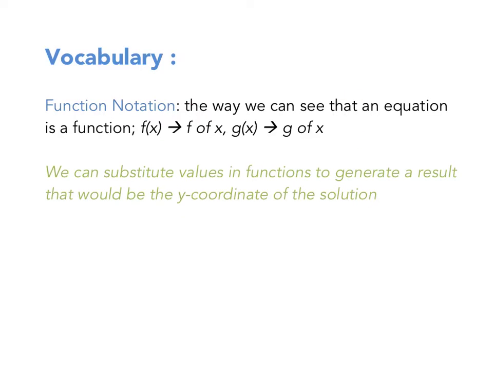We spoke about this a little bit on Thursday. It's the way we can see that an equation is a function. So it's denoted by f of x. So f of x can be g of x, it can be h of x, it can really be any letter of x, but again, it does not mean multiplication. It just means for this function value related to x. So it's just like saying y equals. We can substitute values in functions to generate a result that would be the y-coordinate of a solution. So we're going to take a look at that on the next page.